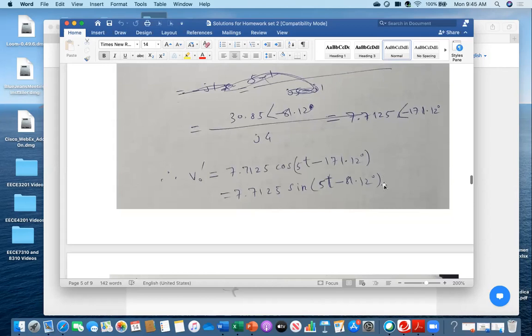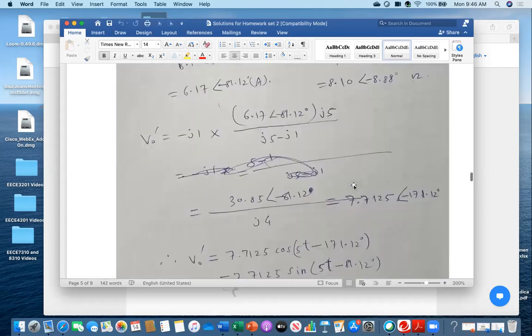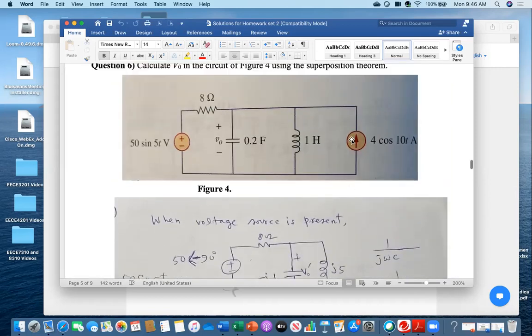You may not need to do this. You might not do. I just did this one. So again, from here, I am converting into sine plus adding the 90 degree. So then I got this one. Now, this is fine. Now we have to consider that this source is present and this is absent. This means this will be short circuited.